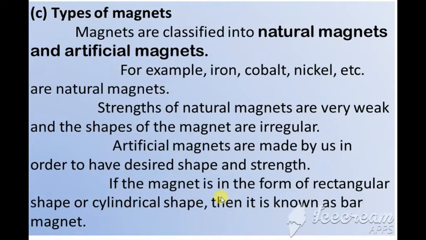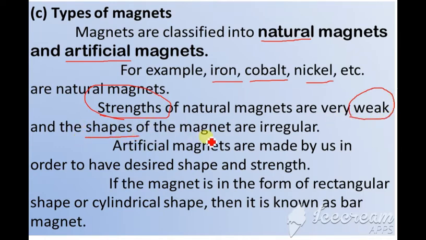Then the next one is types of magnets. Magnets are classified mainly into two types, natural magnets and artificial magnets. A natural magnet is one which is naturally a magnet. Iron, cobalt and nickel are all natural magnets. The strength of a natural magnet is very weak, and its shape is irregular; the shape will not be regular.